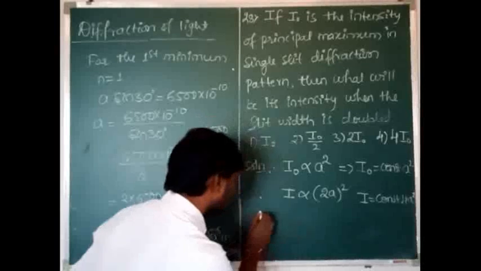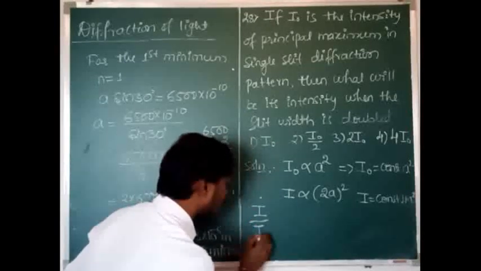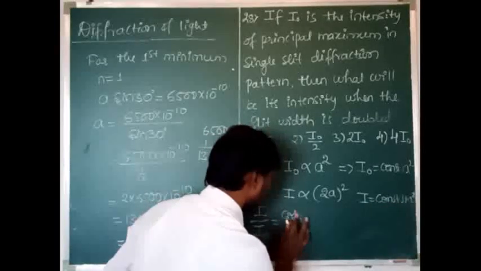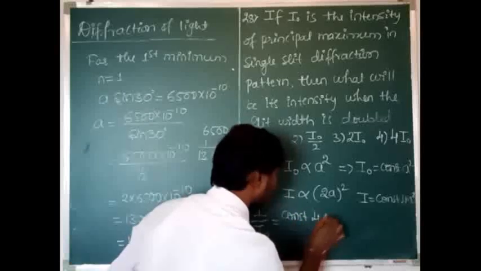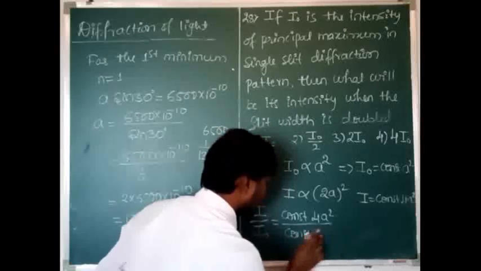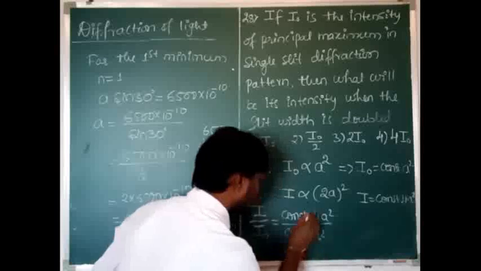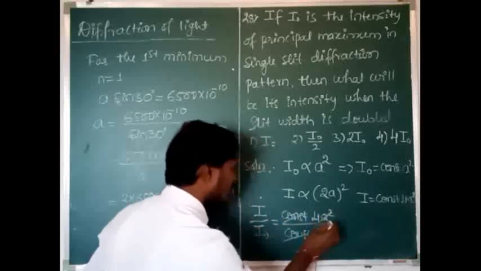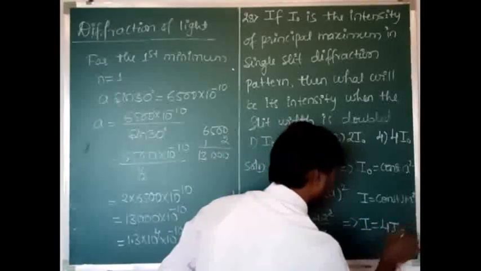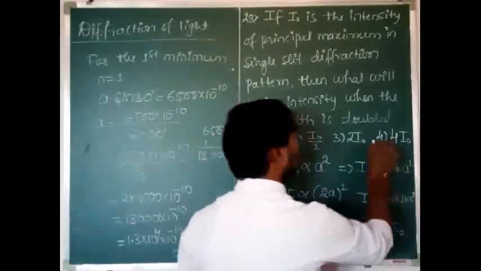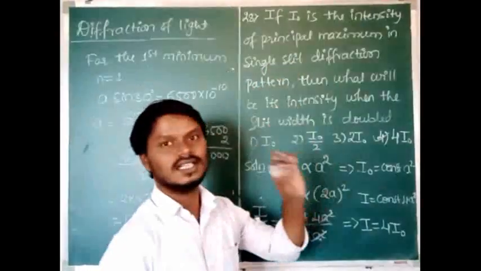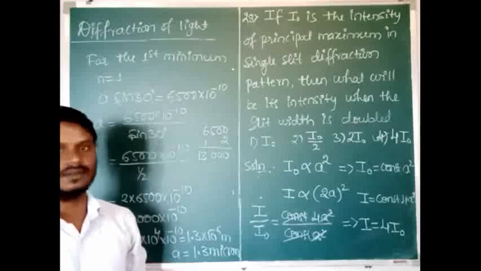Dividing both, I by I naught is equal to constant into 4a square divided by constant into a square. The constant gets cancelled and a square gets cancelled. Then I is equal to 4 I naught. So which is the right option here? The fourth one is the right option. Once again, listen here. The intensity of the principal maximum is directly proportional to the slit width square.